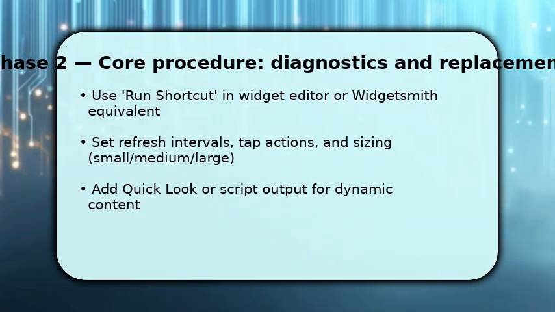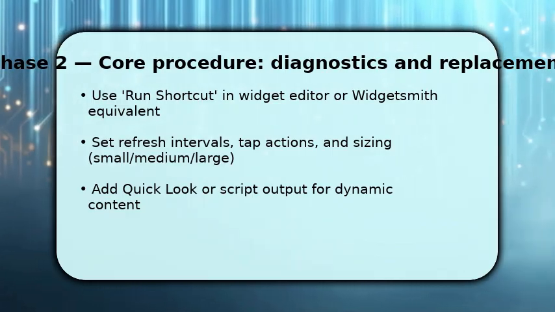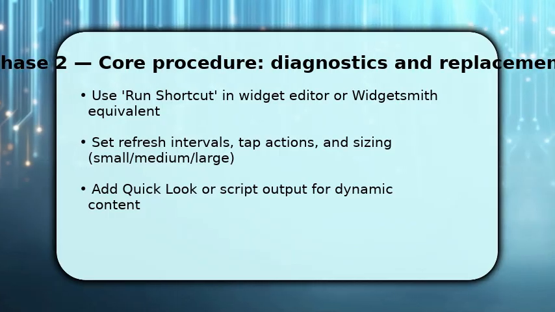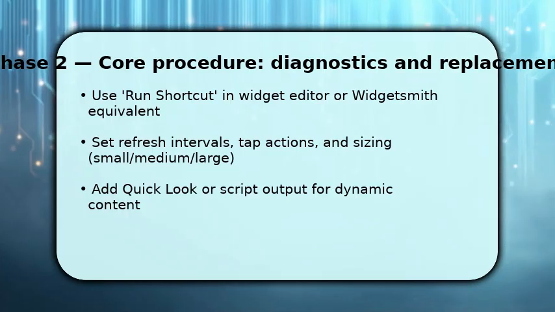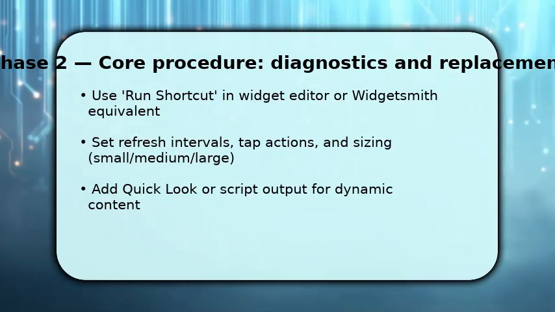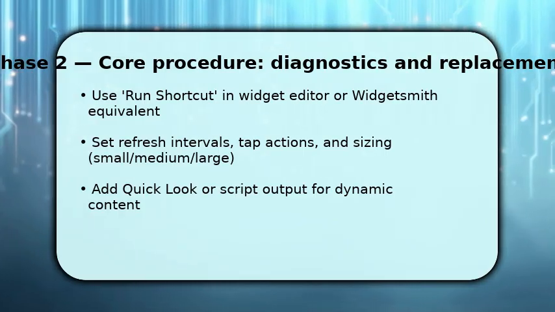Open the widget gallery and choose Run Shortcut or a third-party widget host. Pick the correct size, small for a single action, medium for multiple, and map the tapped area to the shortcut you created. Insert Quick Look or formatted text as the shortcut's final action so the widget displays meaningful output.